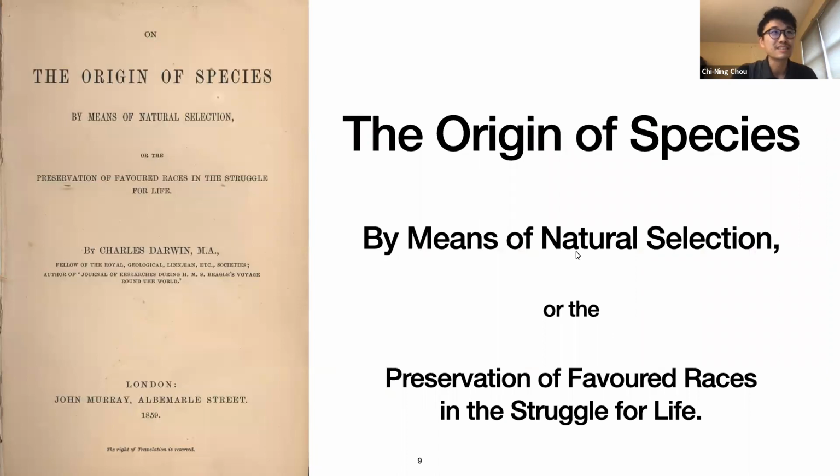And this is his famous The Origin of Species by Means of Natural Selection. I also find the subtitle quite interesting here. But what exactly is natural selection, and how does it relate to computation?